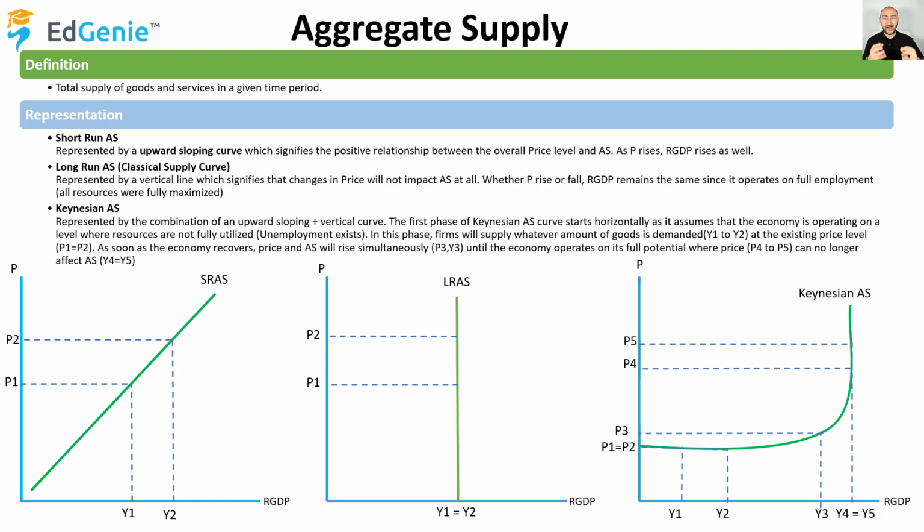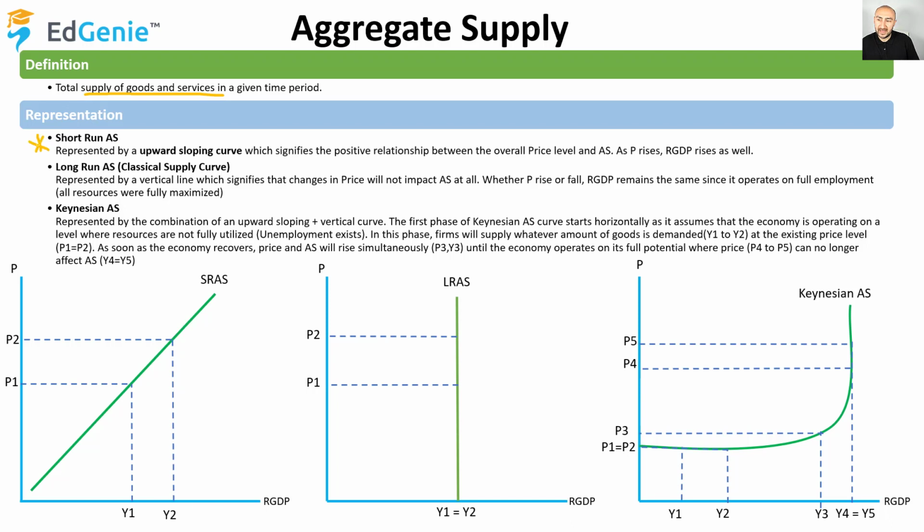Now we're going to be talking about aggregate supply, one of my favorite components of economics and macroeconomics especially. Aggregate supply is the total supply of goods and services in a given time period. So how much can we supply, essentially? And there are three different types of aggregate supply, so I'll run through them quite quickly.